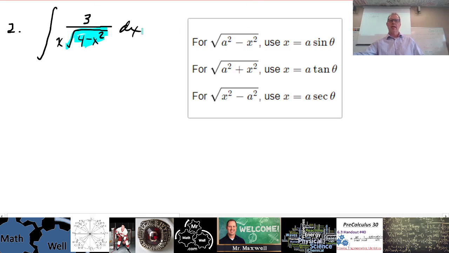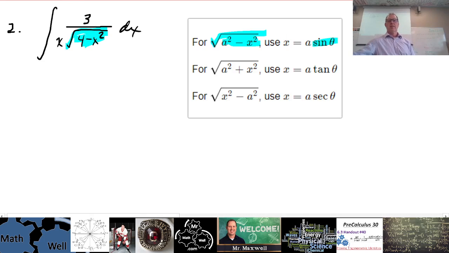So what format do we see? A squared minus x squared. So that's the sine trig substitution there. This is the one right here, right? Now it's in the denominator. We've been used to ones in the numerator, so we'll have to see if this one has some slight differences as we move through, which I think it will.